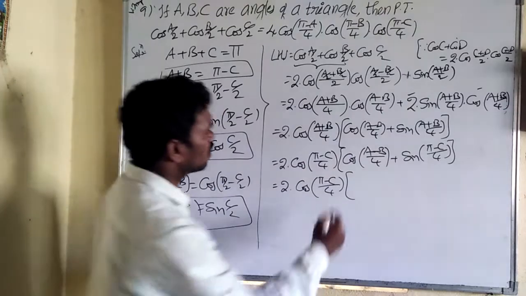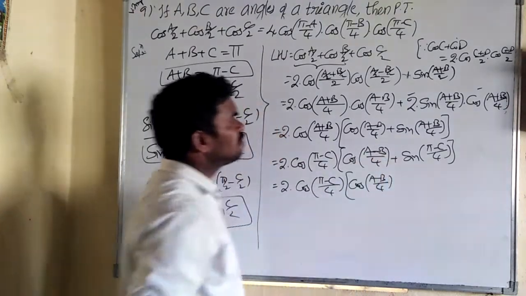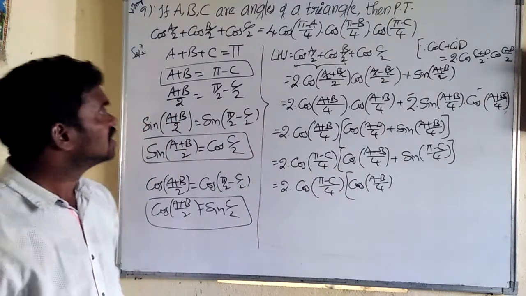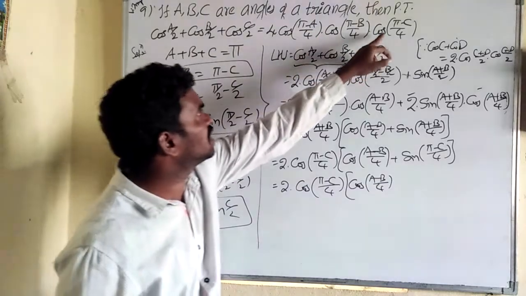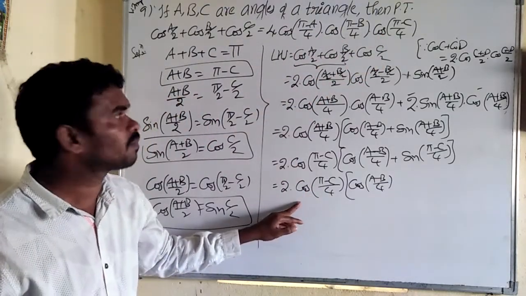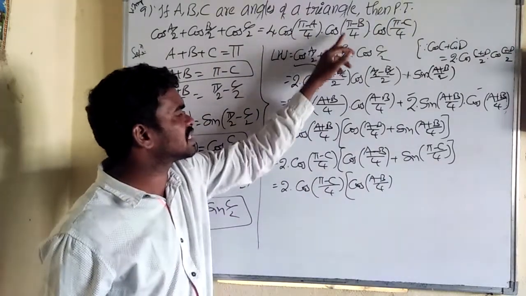Cos of (a minus b)/4 as it is, plus sine of (pi minus c)/4 is there. We should get the answer in terms of cos. Already the last one is got. And finally cos (pi minus a)/4, cos (pi minus b)/4 we should get.